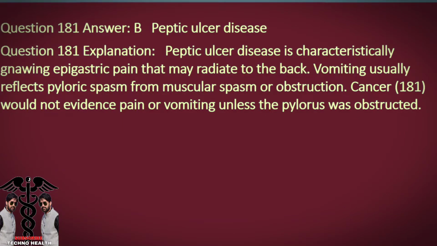Question 181. Answer: B. Peptic ulcer disease. Explanation: Peptic ulcer disease is characteristically gnawing epigastric pain that may radiate to the back. Vomiting usually reflects bile or spasm from muscular spasm or obstruction. Cancer would not evidence pain or vomiting unless the pylorus was obstructed.